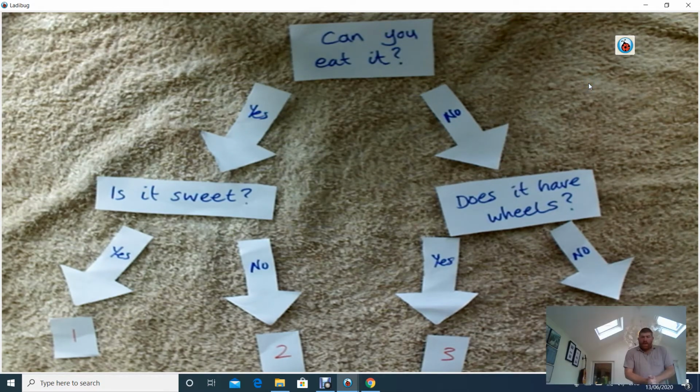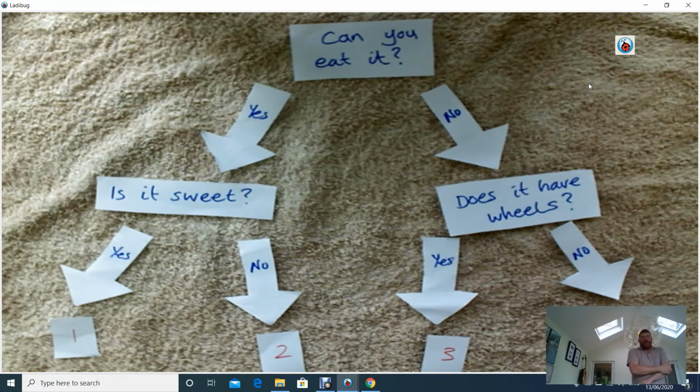Okay, so got another one for you. So you've done the branching databases with different fruits and things like that. This is a different way of looking at it. So this is a bit of an extension. So this is part two after you've done the other lesson. So if you have a look, you can see on here, I have invented some questions.